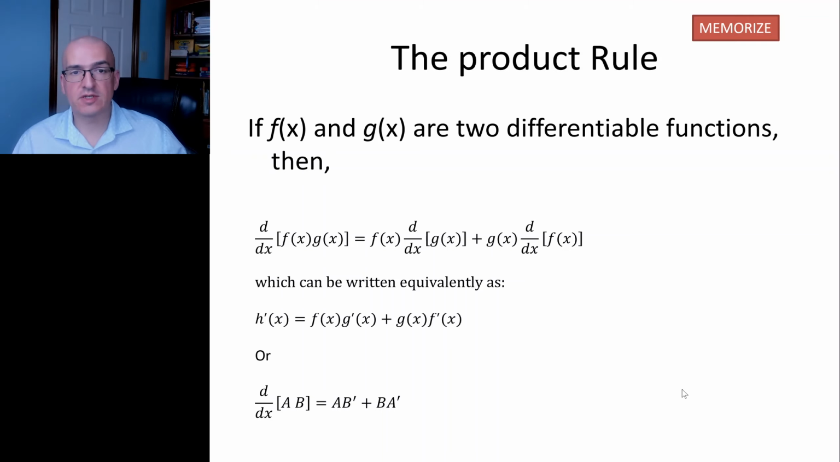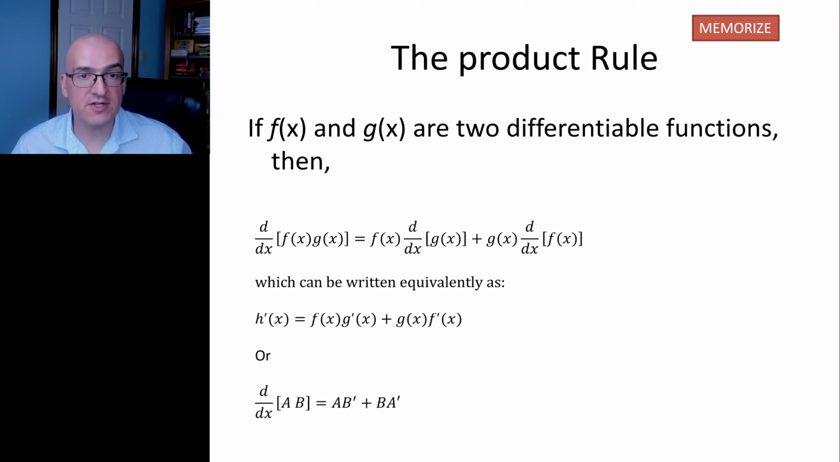Or another notation is if we, instead of writing the first function as f of x and the second function as g of x, because they may not have labels, we may have to impose our own labels on these things. If we instead label these as the first function being a and the second function being b, then the product rule in that language would read a times b prime plus b times a prime. It's the first function times the derivative of the second plus the second function times the derivative of the first.